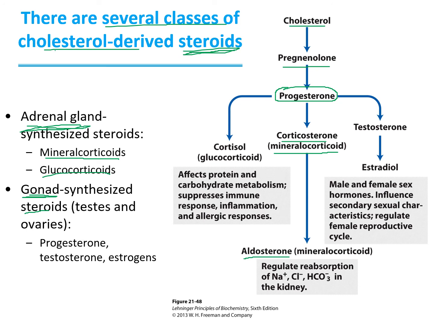This progesterone can be converted into a glucocorticoid as well, an example of which is the hormone cortisol, again an important hormone that affects protein and carbohydrate metabolism mainly. Or in other scenarios, in the gonads especially, this progesterone will be converted into the male sex hormone testosterone, which later on can be converted into estradiol or estrogen, the female sex hormones. So these are male and female sex hormones, which influence the secondary sexual characteristics and regulate the female reproductive cycle as well.